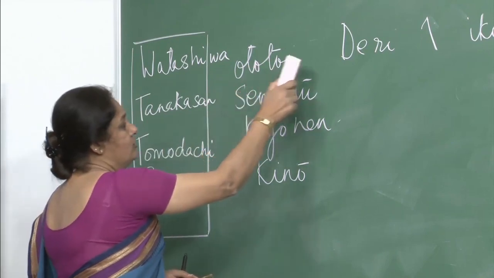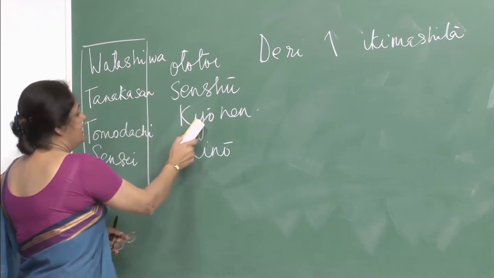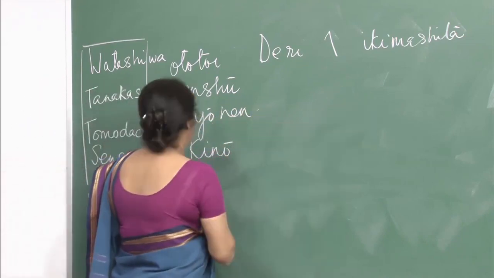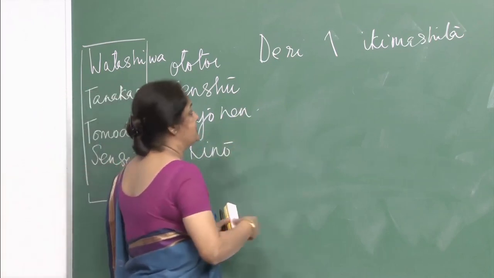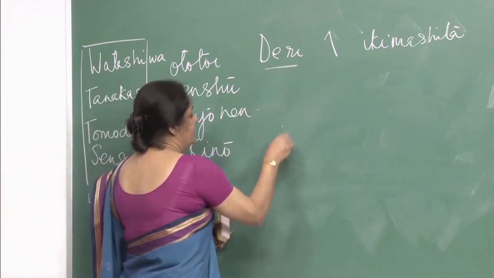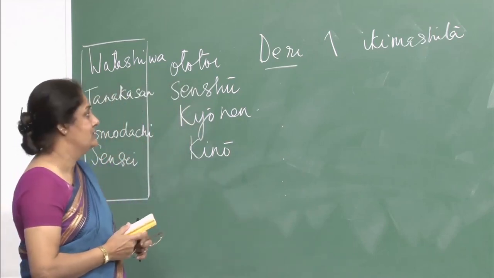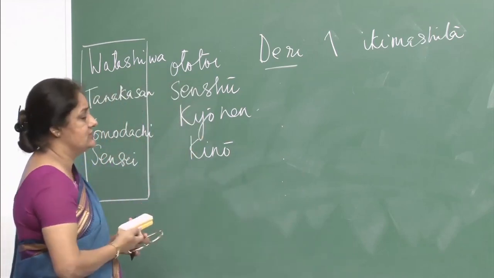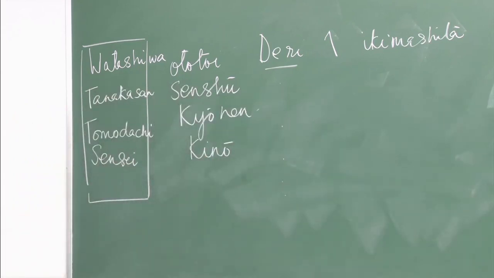Tanaka-san wa ototoi Delhi e ikimashita. Tomodachi wa kyonen Delhi e ikimashita. Sensei wa kino Delhi e ikimashita. And of course, Delhi can again, you can change the name of the place and make new sentences with that. So, this is how mashita is going to be used. You can replace the verb also later on.